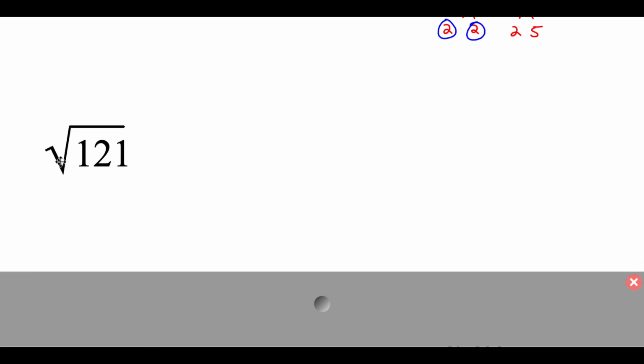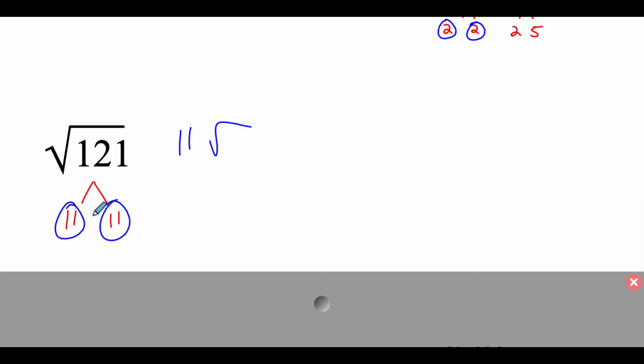Now looking at this one, we've got the square root of 121. So if we look at making our factor tree here, looking for numbers that when we multiply them together give us 121, the only way to do that is with 11 times 11. Now 11 is prime, so that can't be broken down any further. Now what we've got here is we're looking for pairs of numbers. So right here I see that we've got a pair of 11's. So we take the 11 and we put it out in front of the radical.